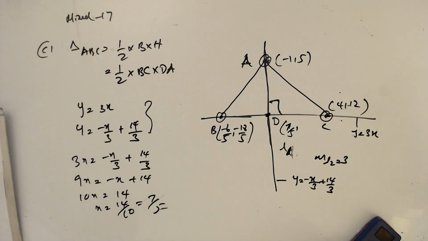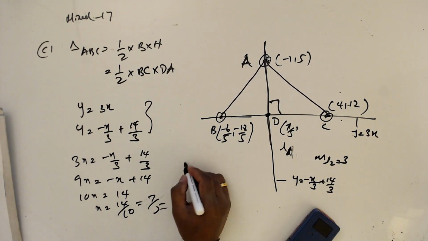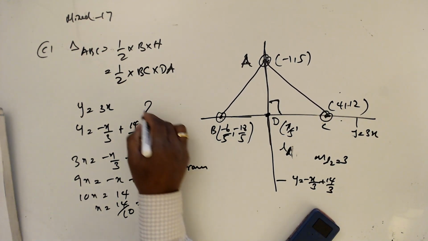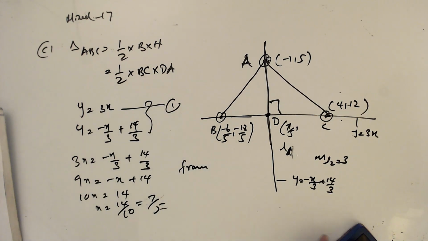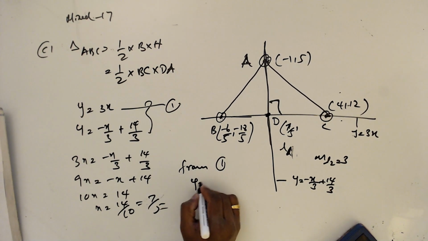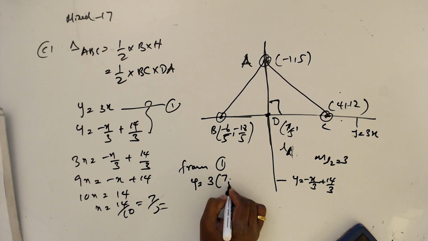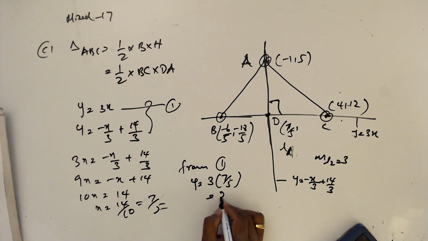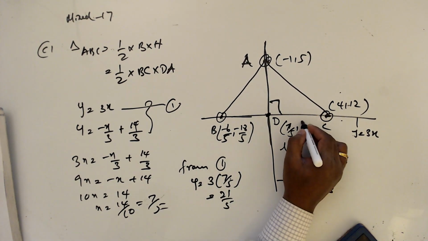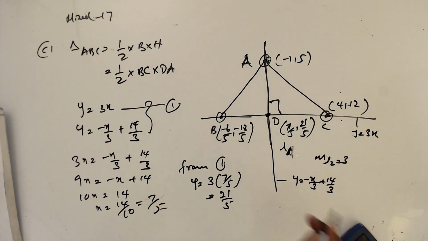Now I want to find y. From 1, y equals 3 times 7 over 5. It means 21 over 5. This point is 21 over 5.